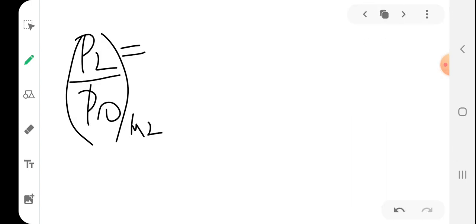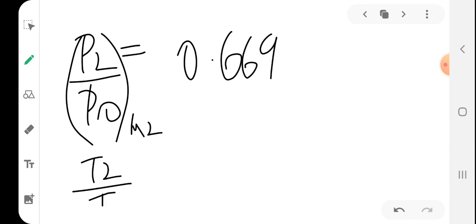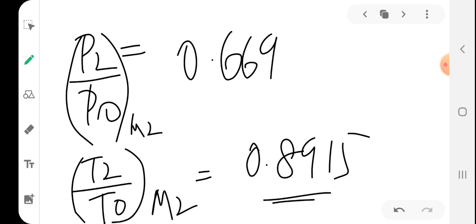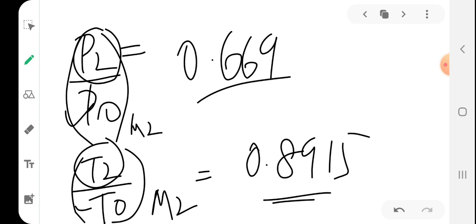P2 by P0 equal to 0.669. T2 by T0 at Mach 2 is obtained from the table as 0.8915. So you got these two values, but you don't know P0 and T0. So that's the problem. You are asked to find P2 and T2, but you don't know the value of P0 and T0. So how can you use this equation?